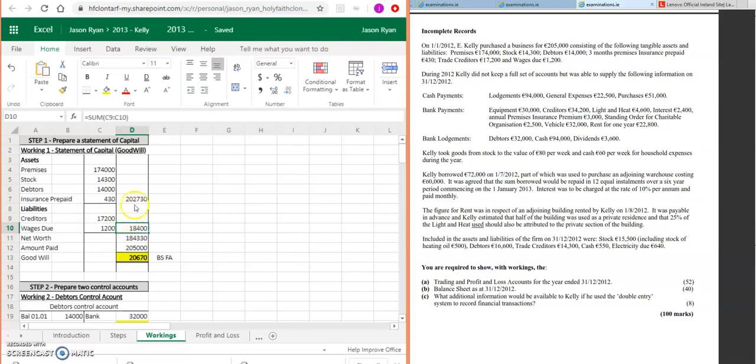So you can take your liabilities away from your assets, and you're going to get how much the business was worth of 184,330. The amount we paid was 205,000, so the difference is known as your goodwill. So you're going to take your 205,000, take away 184,330, that gives you 20,670. That's your goodwill, and it goes in your balance sheet as a fixed asset.